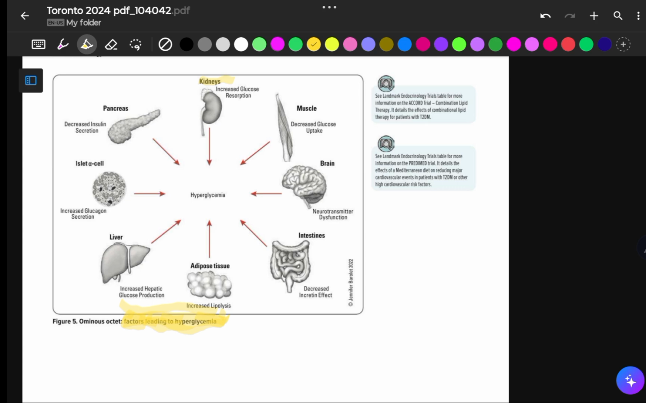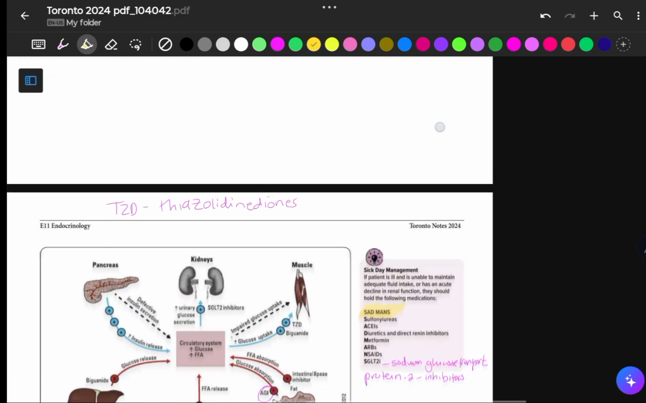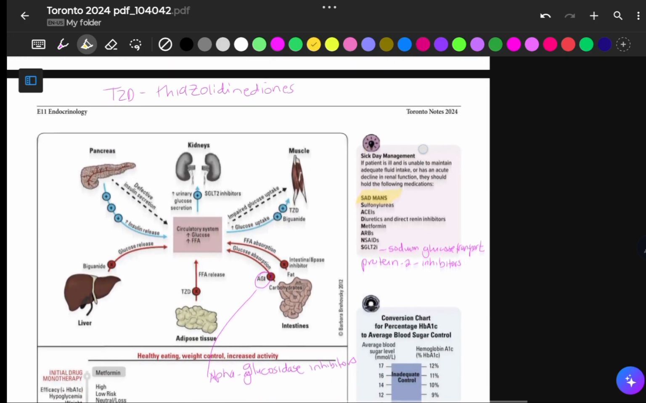Your liver: if you have increased hepatic glucose production, then you have more breakdown of glucose in the liver, and this will cause hyperglycemia. And then the islet alpha cells: if you have increased glucagon secretion, that will cause hyperglycemia. And your pancreas: if you have decreased insulin secretion, that would obviously increase hyperglycemia. So basically, those are the factors that increase hyperglycemia. Now we're looking at the next diagram.